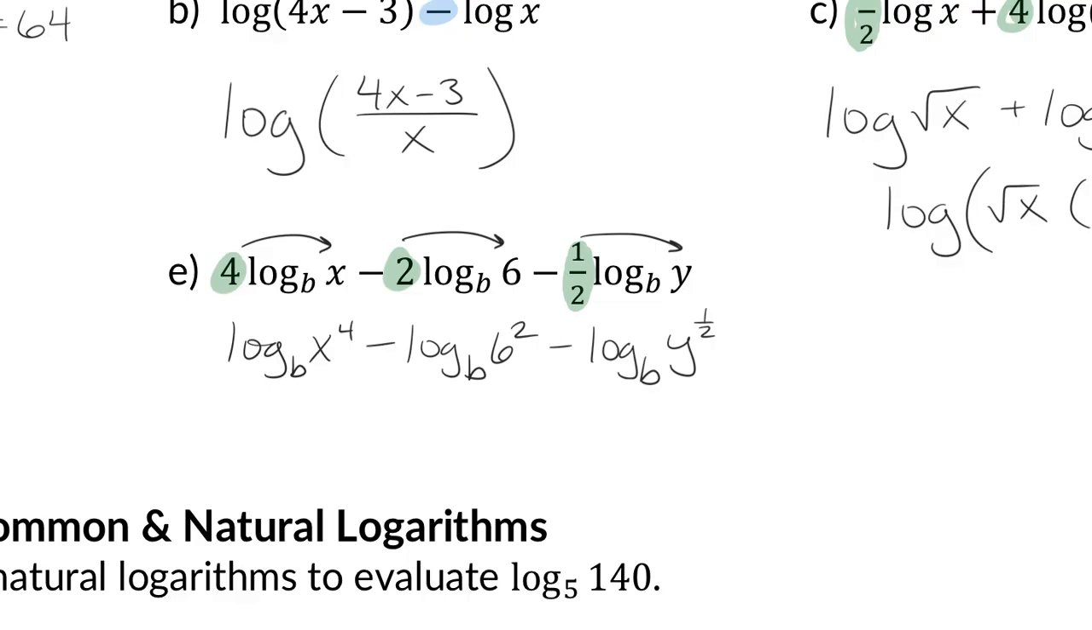But now I have 3 terms, so I need to still condense them. This is where reminding yourself that anything that's positive goes in the numerator, anything that's negative goes in the denominator will be helpful. So the only logarithm that's positive is this one, so there should only be one term in the numerator and two terms in the denominator. This would condense down to log base b of x to the fourth power over 36 times the square root of y. Where did 36 come from? 6 squared. Too easy to simplify, so we'll go ahead and evaluate that.